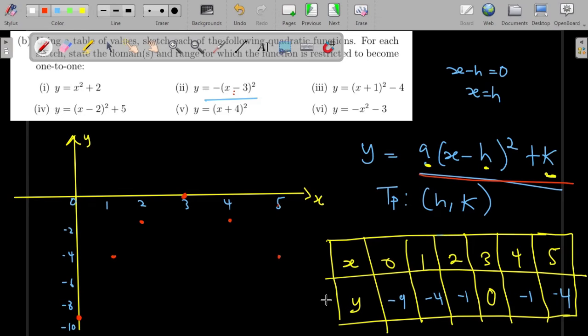If I had a 6 here, it will be minus 9 like that. So it will just be that quadratic equation that you can see now. So we now just join these points here with a smooth curve like that.